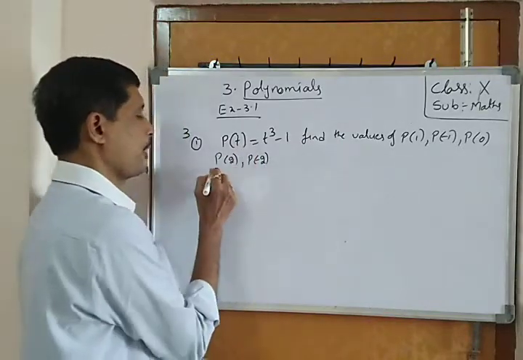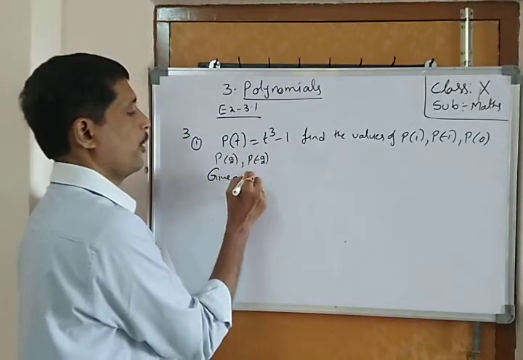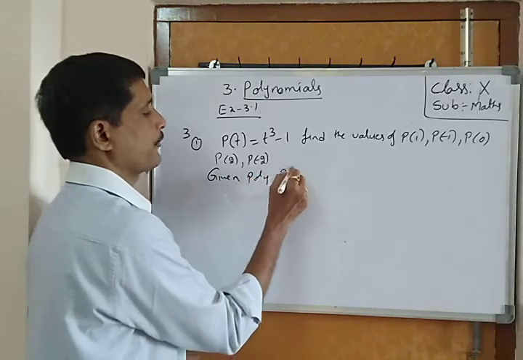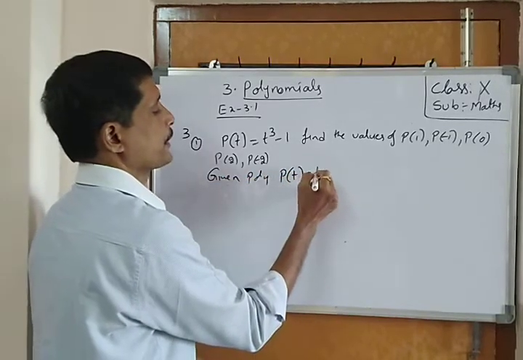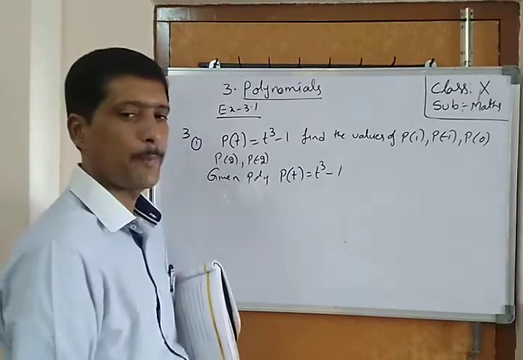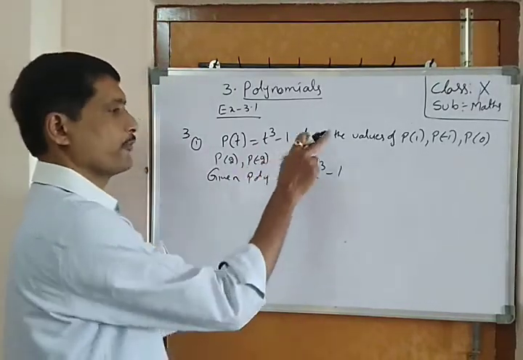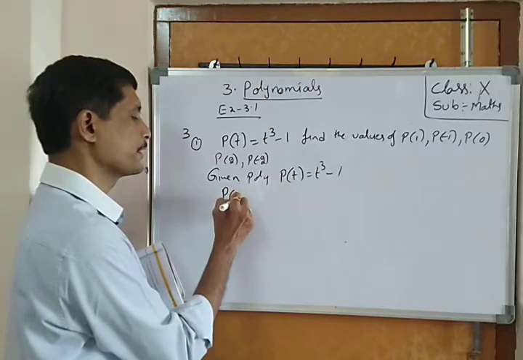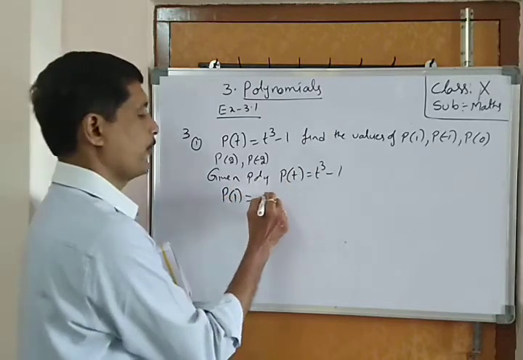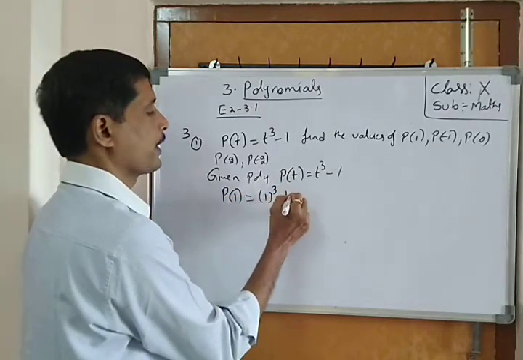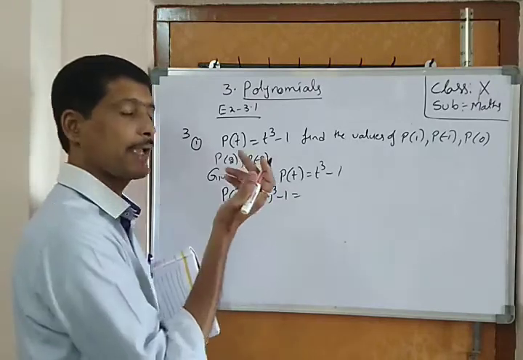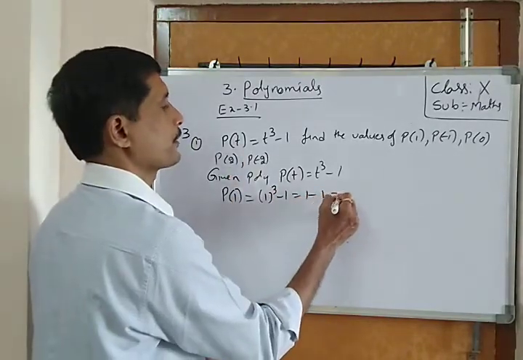First write the given polynomial. p of t equals t cube minus 1. Here the variable of the polynomial is t. Therefore p of 1 means t is replaced by 1: 1 whole cube minus 1. 1 whole cube, 1 multiplied any number of times is 1 only. 1 minus 1 equals 0.